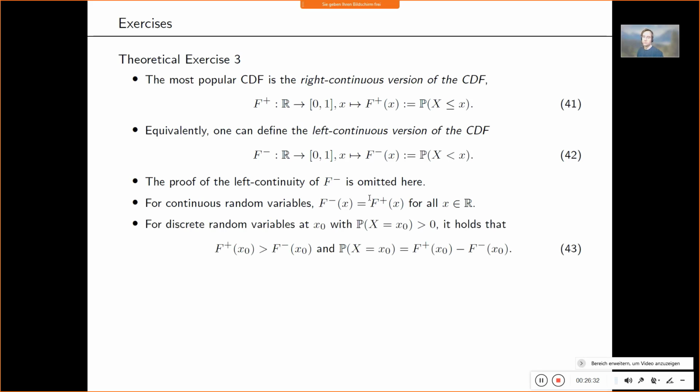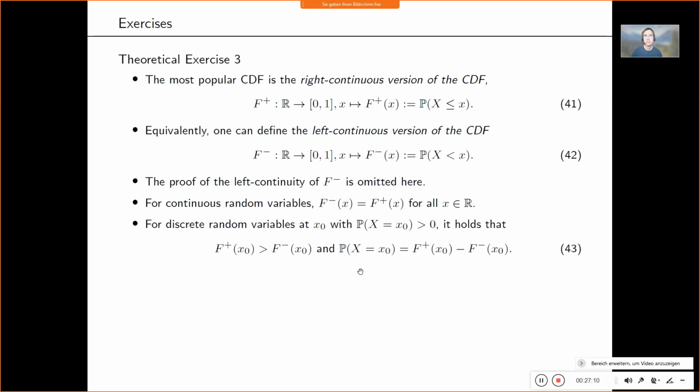But for discrete random variables, at points where the discrete random variable assumes non-zero probability, the right continuous version is always strictly larger than the left continuous version, and actually the probability for a discrete random variable to assume such a value x0 is just given by the difference between the right and the left continuous version.